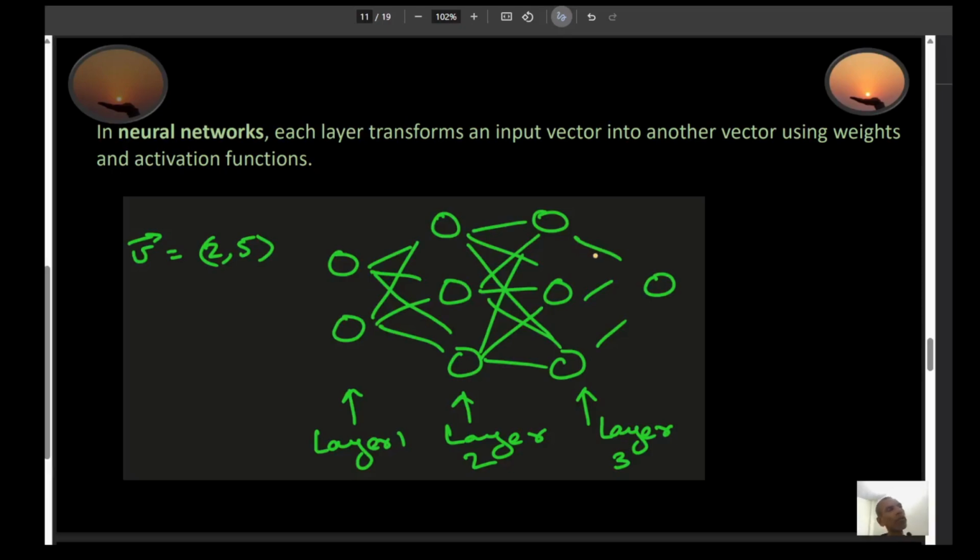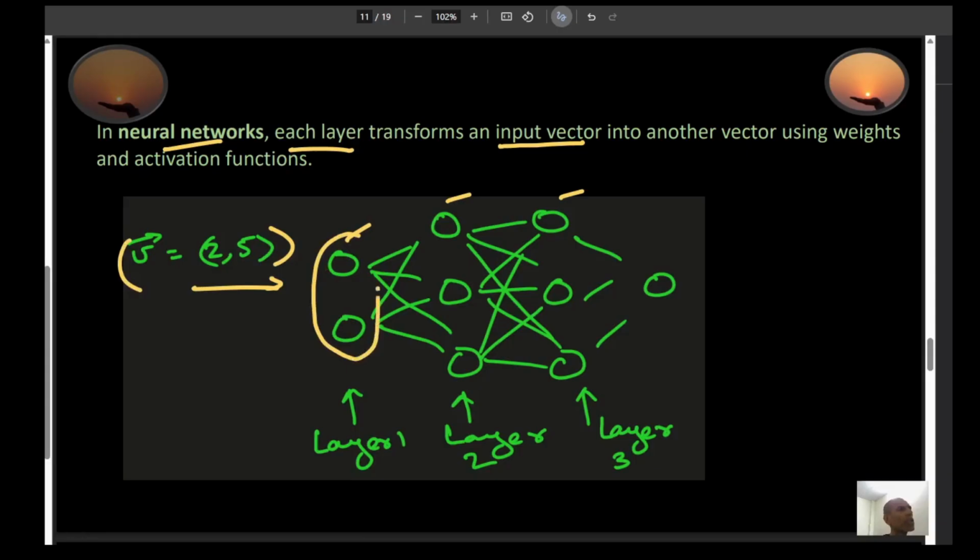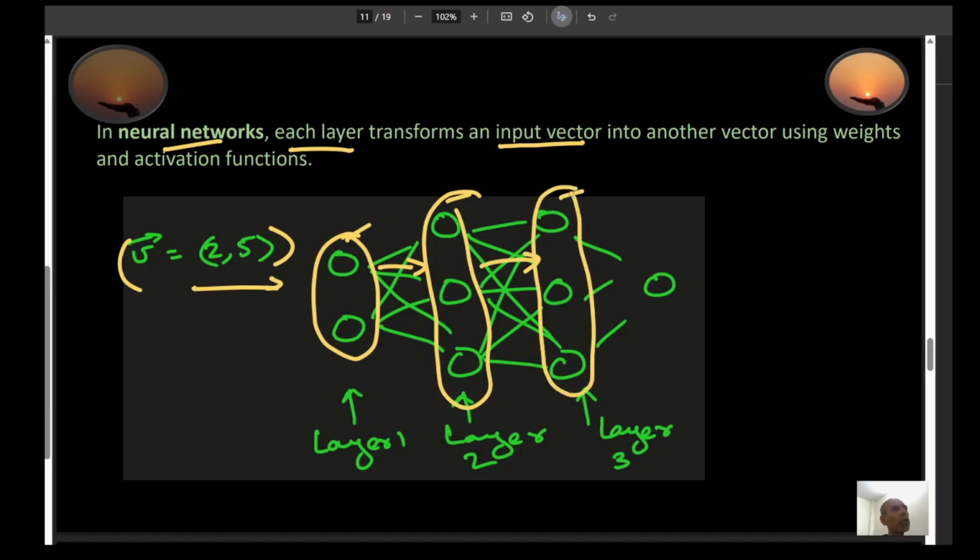Another example of vectors is in a neural network. Here you have layers: layer 1, layer 2, layer 3, multiple layers. Each layer transforms an input vector into another vector. So let's say a vector comes over here. This is my vector right here. This vector comes into this layer, and this layer is going to transform it into another vector. Then the next layer is going to take those vectors and transform them into another set of vectors. And this process keeps going until the end.